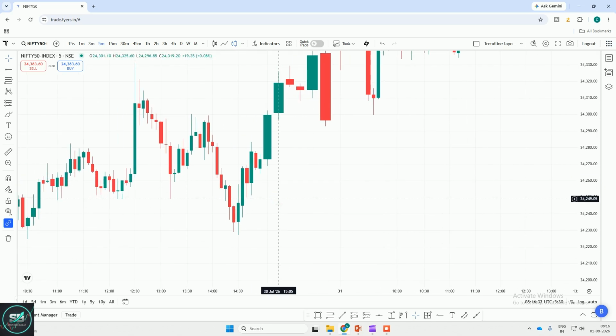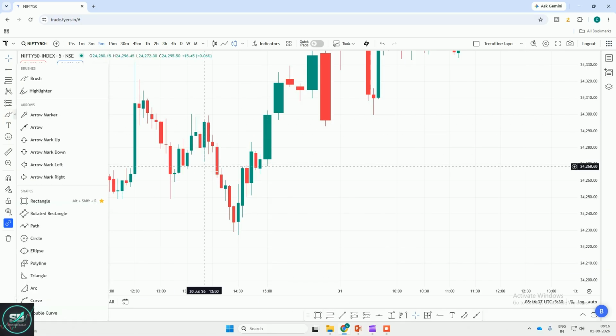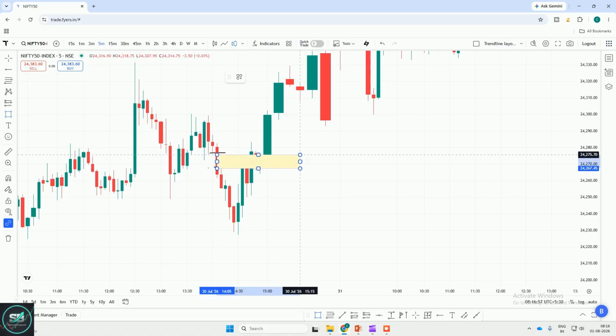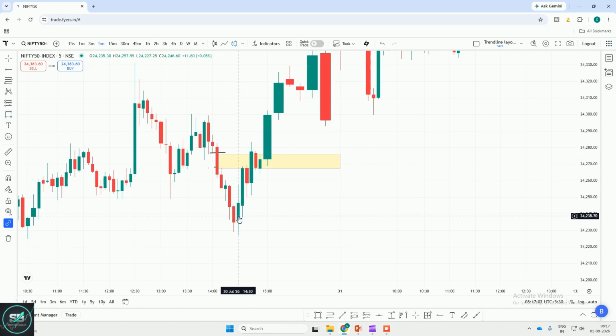Okay, so I would see here one example. This is a bearish FVG here. Here you have the bearish FVG. Let's mark this zone. I have marked this bearish FVG now. What happened?